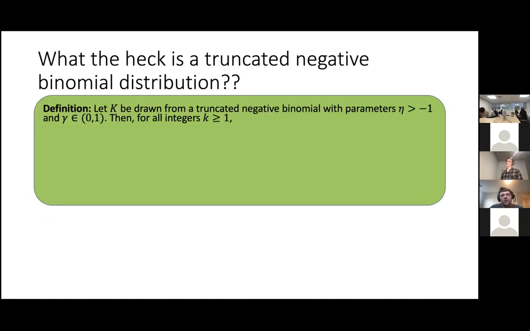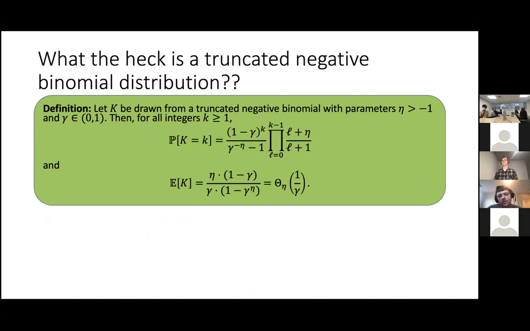Okay, so let me tell you what the negative binomial distribution is. Here is the formula for its probability mass function. This is the most uninformative formula I can really think of. It doesn't really tell you that much. I also have the formula for the expectation. Again, this is not very informative. I just wanted to put this here for completeness.